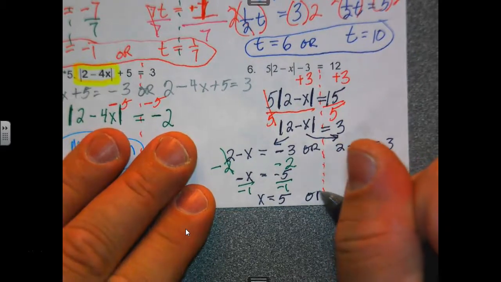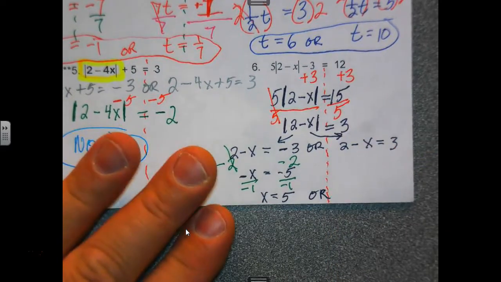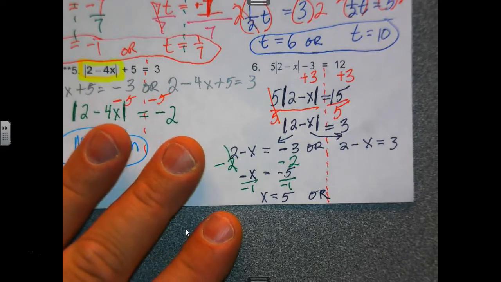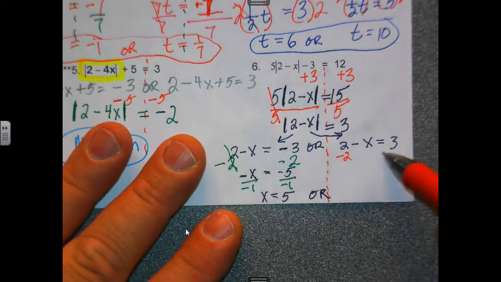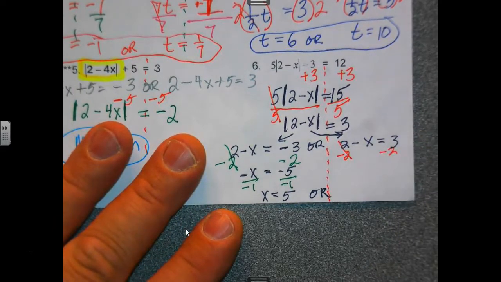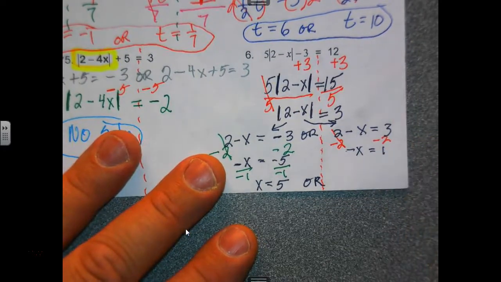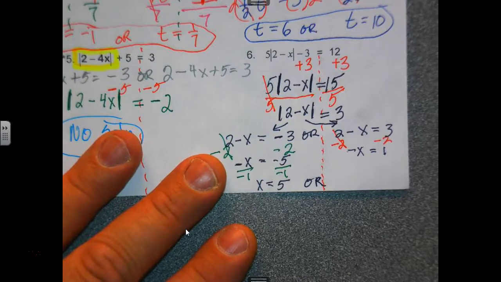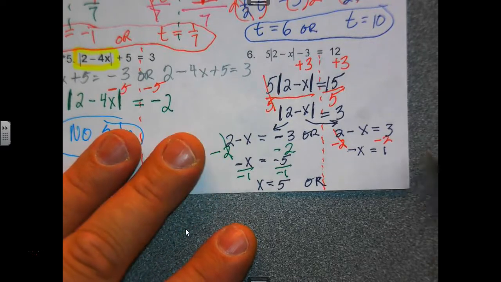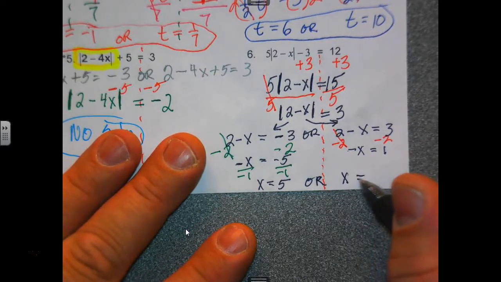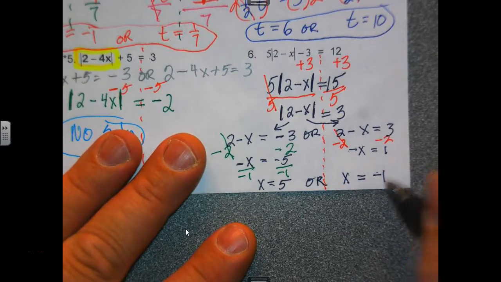Or subtract 2. I get negative x equals 1. Divide by negative 1. And I'm going to get x equals negative 1.